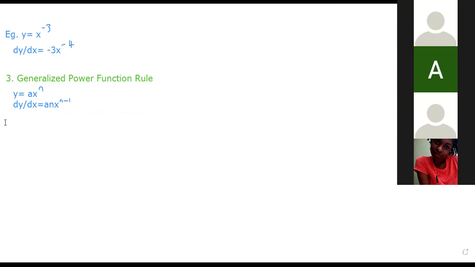So example. I have y is equal to 3x to the power 4. If you want to differentiate that, dy dx is multiply the 4 by the 3. That will give you 12. So 12x and subtract 1 from the power. So you get 12x to the power 3.